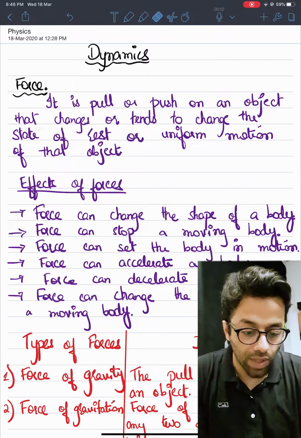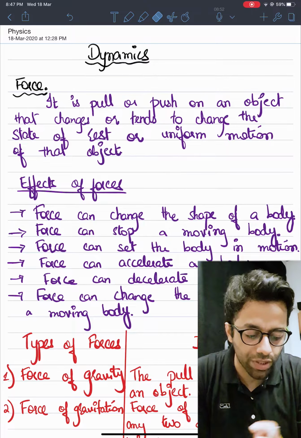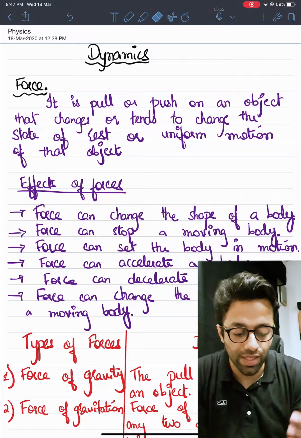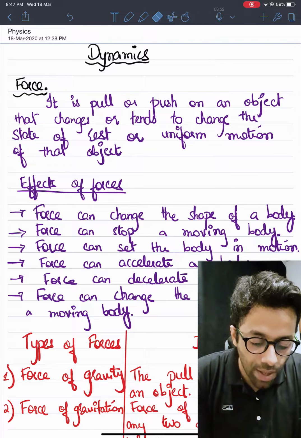Let's start off with our first topic, which is dynamics, chapter number 3, and the first topic of force. Let's talk about what force is. I've made these notes myself, and you'll be getting these notes. If you want to write them down, that would be great because that will help you in remembering all this. But you can also get the PDF. I'll post the PDF on the WhatsApp groups.